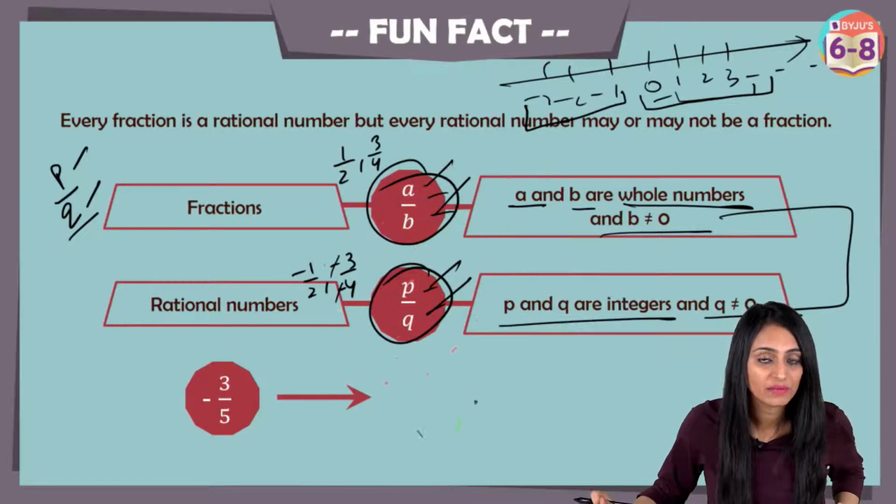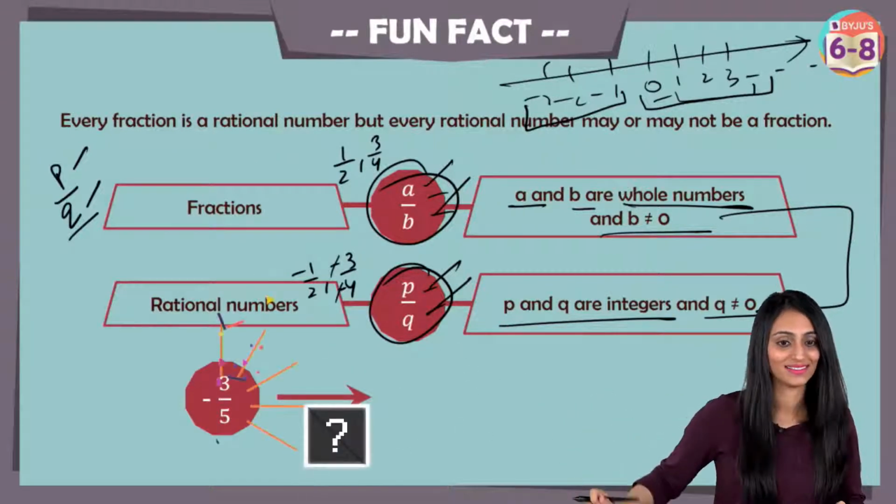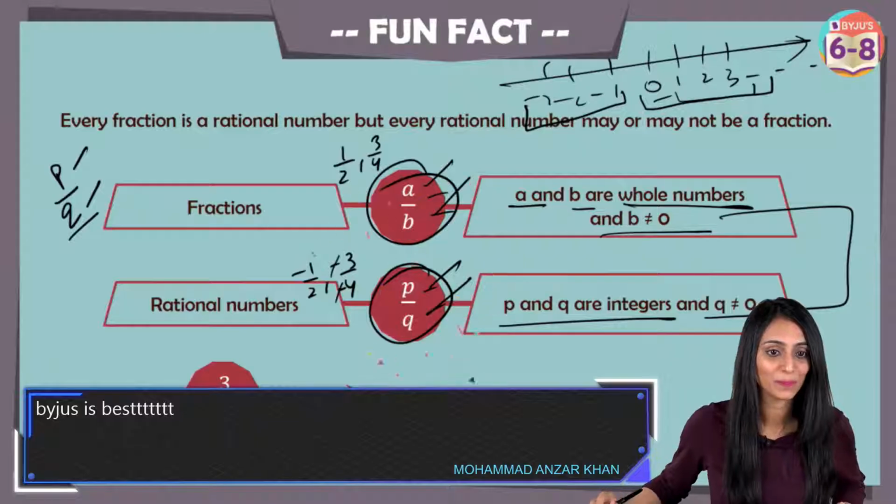Because if denominator is 0, then something by 0, it is infinity, right? That's the reason. Thank you, Soham.